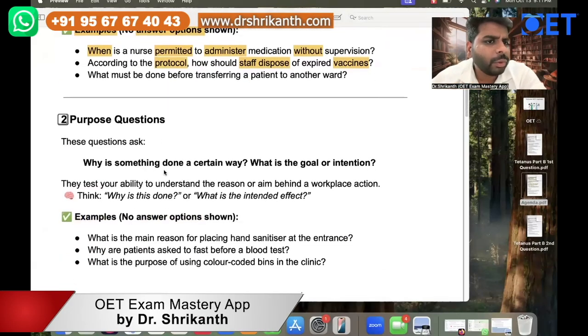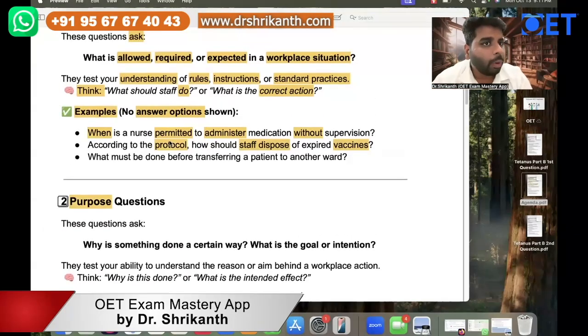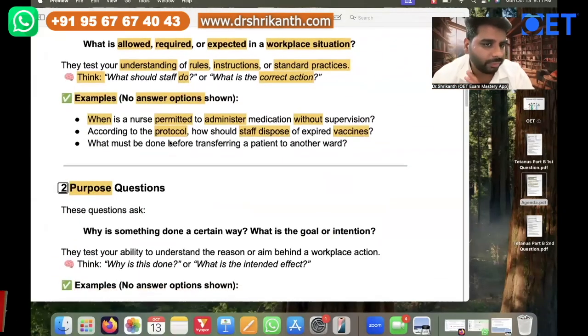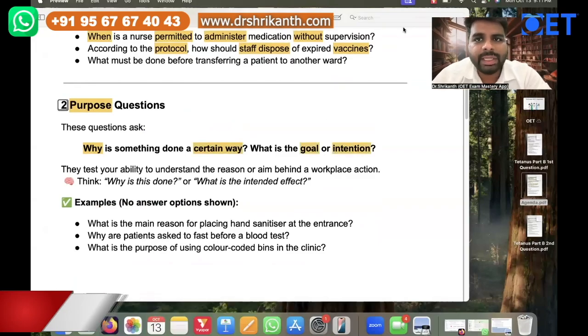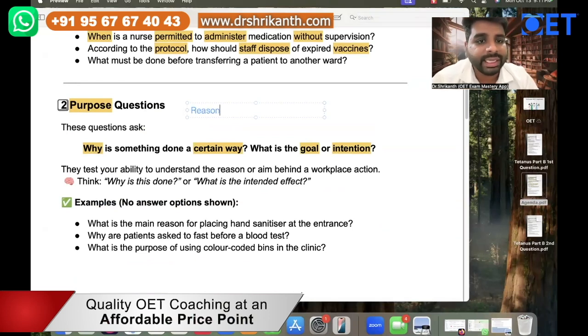Now let's come to purpose-based questions. These are different. Policy type questions are different, and purpose-based questions are a little bit different. Here the question is asking you, why is something done in a certain way? What is the goal or intention, which means the reason? Purpose type questions are asking you the reason. That is what you need to identify, that is, why is this done like this?